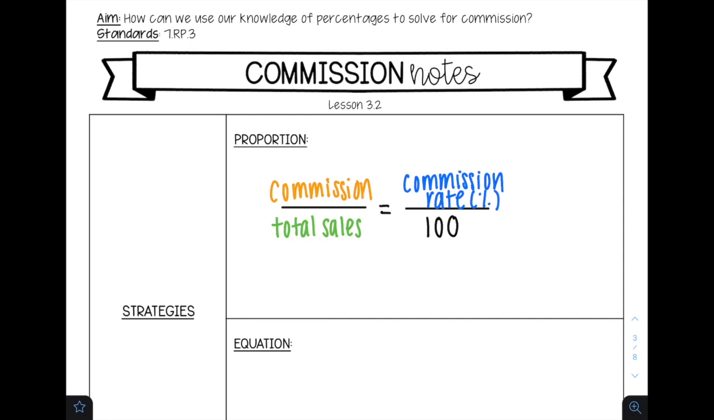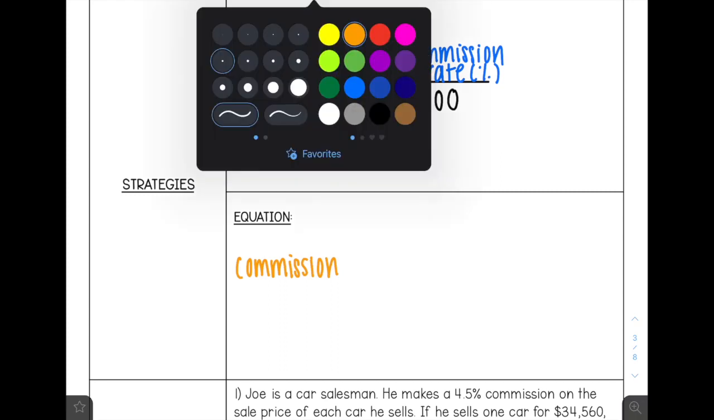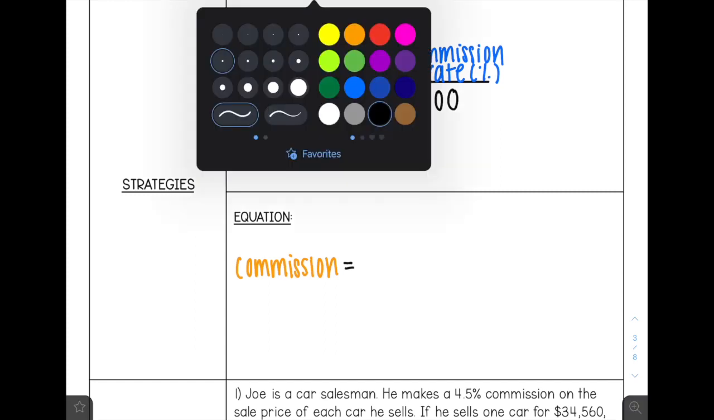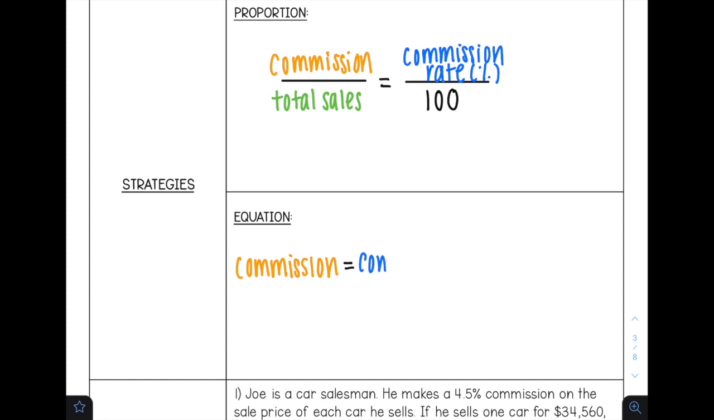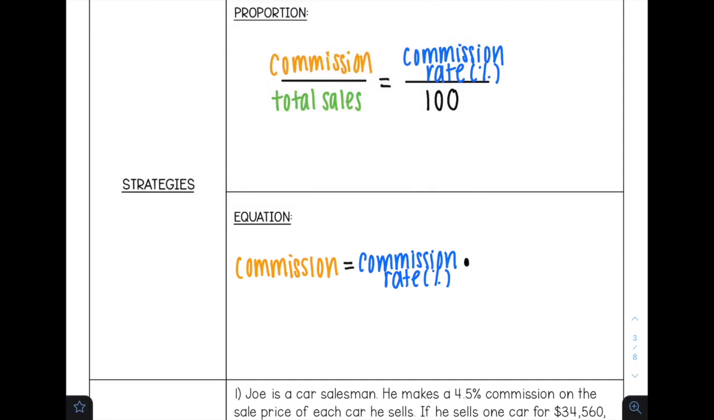When you're looking at your equation, you're going to have your commission, and you can think of it as your A equals P times W. You have your commission rate, and it would be as a decimal, just like we would normally have it in the equation, times the total amount of sales. So your total sales. Just a percent of that total sales.